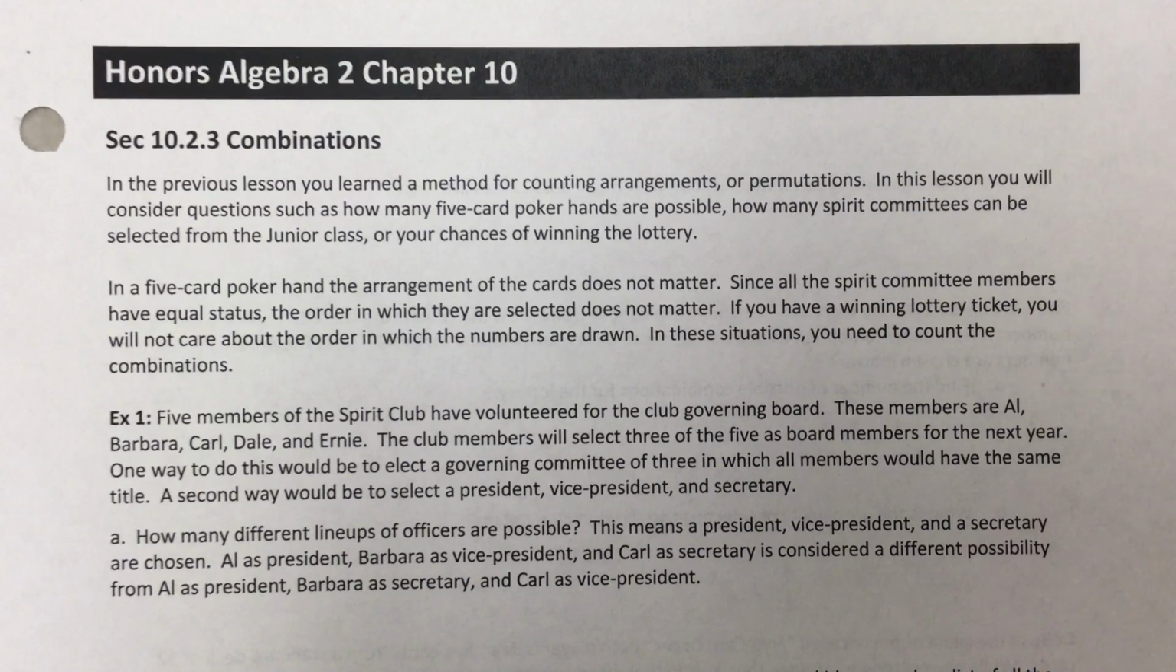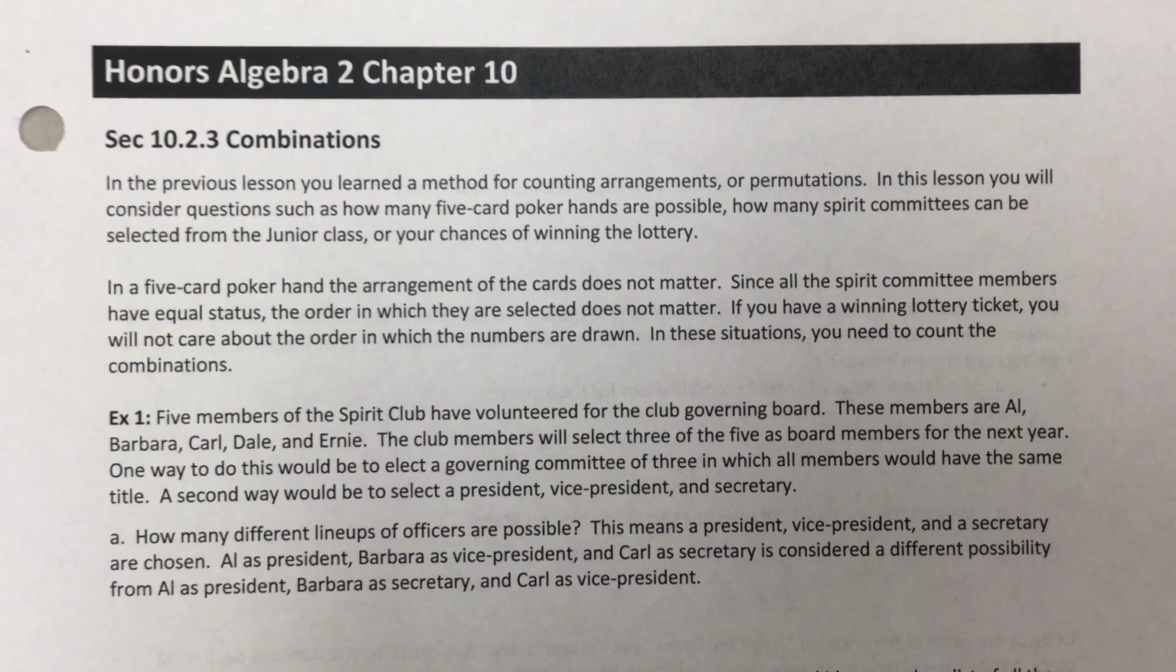In the previous lesson, you learned a method for counting arrangements or permutations. In this lesson, you will consider questions such as how many 5-card poker hands are possible, how many spirit committees can be selected from the junior class, or the chance of winning the lottery. In a 5-card poker hand, the arrangement of the cards does not matter. Since all the spirit committee members have equal status, the order in which they are selected does not matter. If you have a winning lottery ticket, you will not care about the order in which the numbers are drawn. In these situations, you need to count the combinations.